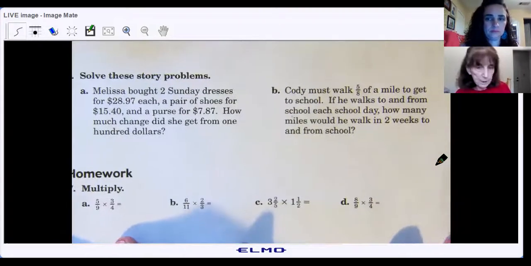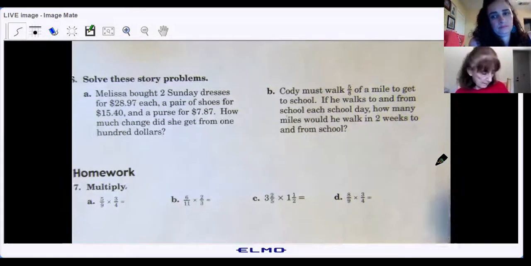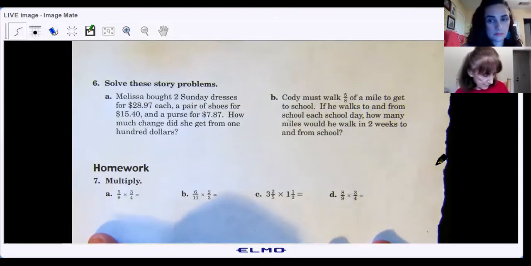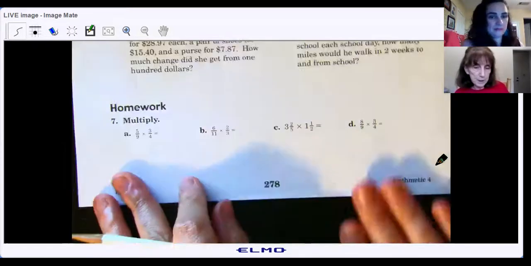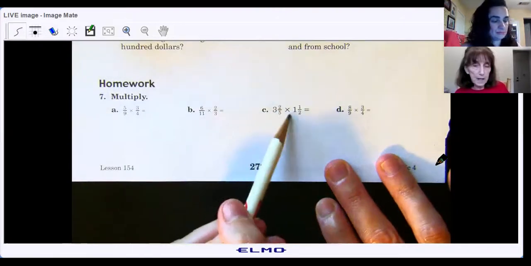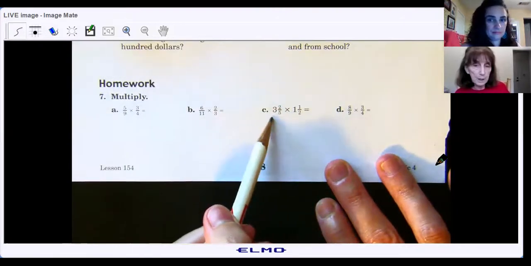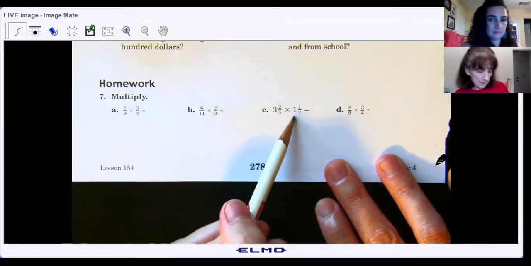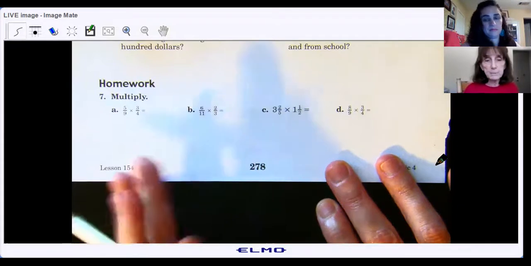And then we're going to go down to the story problems on scrap paper. And you have several answers for that first one. And B also. Underline, bracket, and circle your information. All right. Homework, you're going to multiply your fractions. Look at C. Don't forget 3 2/5 and 1 1/2 have to be changed to improper fractions before you can multiply. All right? Okay, that's the lesson for today, boys and girls.